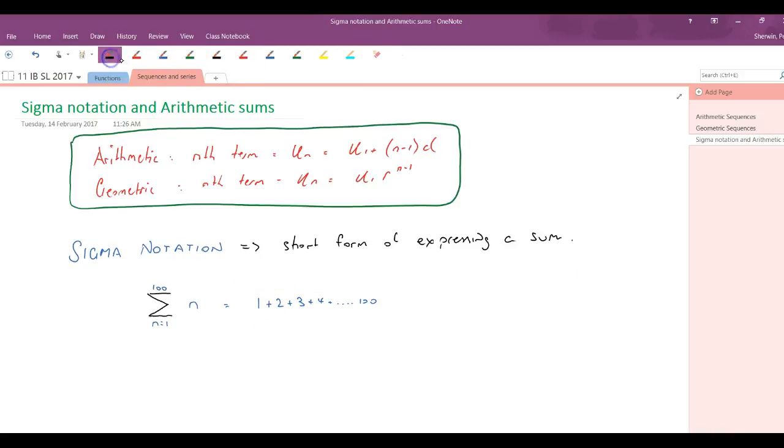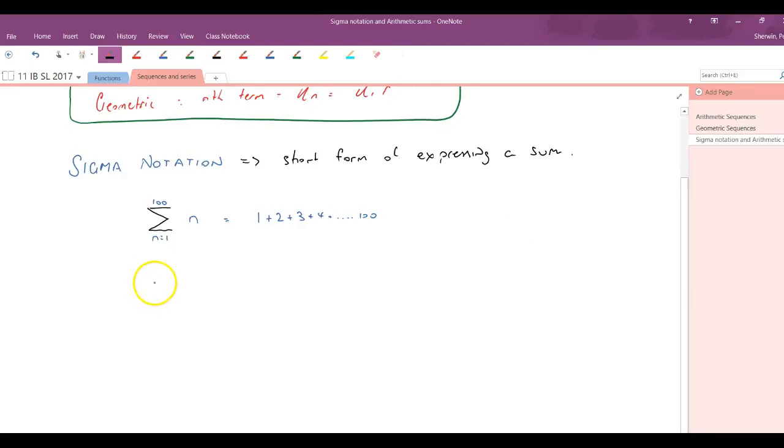Let's say we wanted to have a look at 3 plus 5 plus 7 plus 9, and we wanted to go all the way to, I don't know, 151. Now, how would we write that in sigma notation? Well, firstly, we need to know how many terms there are. So we could go in and use what we know about the nth term and find out what 151 is equal to. So we say un, we don't know what n is.